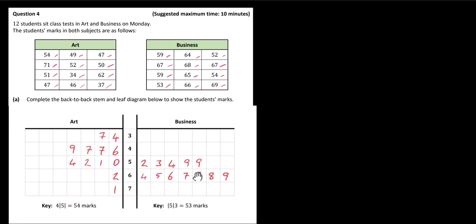The same with business on the right hand side. And then you've got the key down at the bottom here, which just says 5 with a line and 3 means 53 marks. And then if you have 4 with a line and 5, that just means 54 marks.